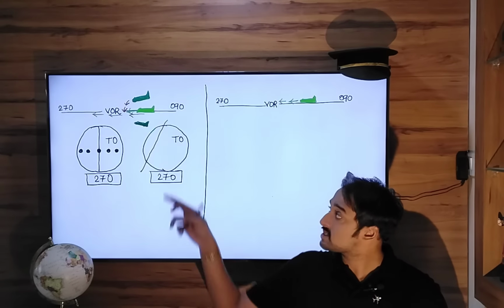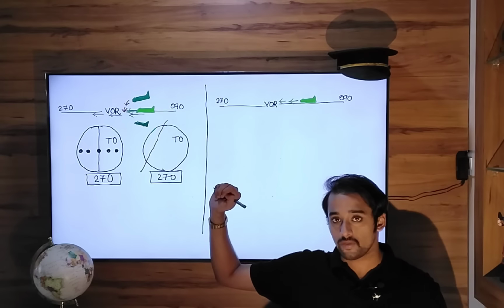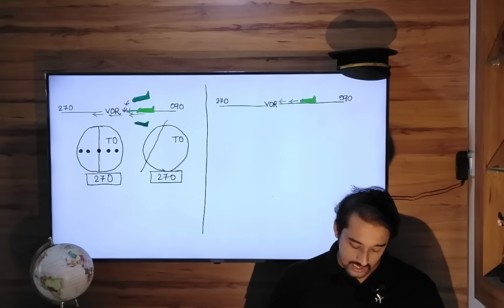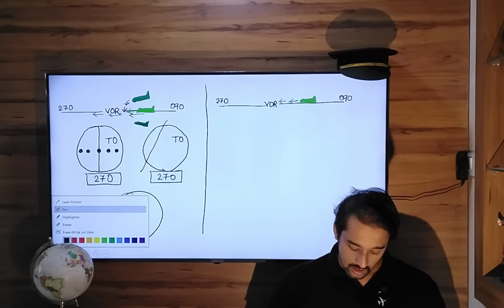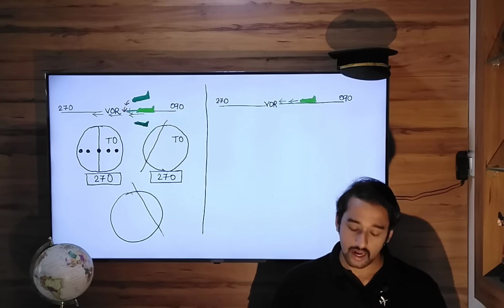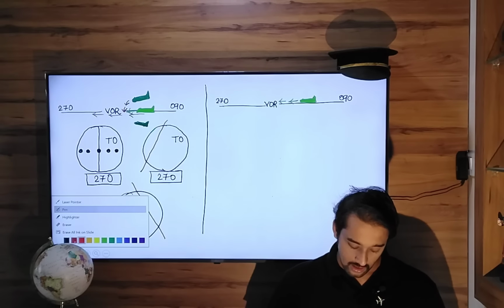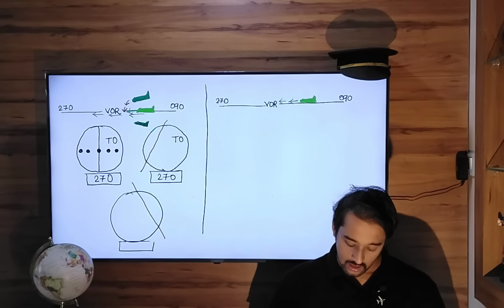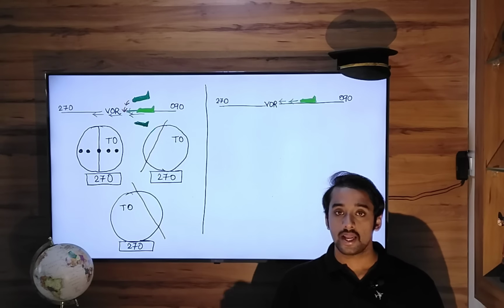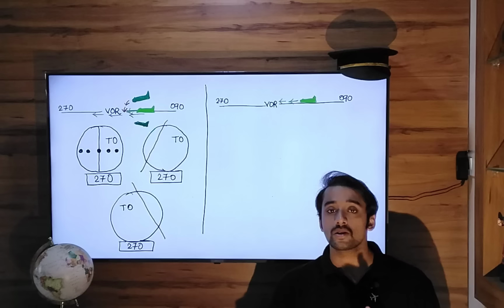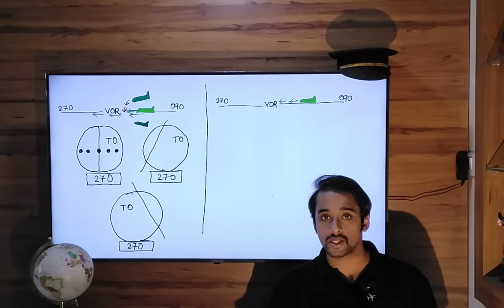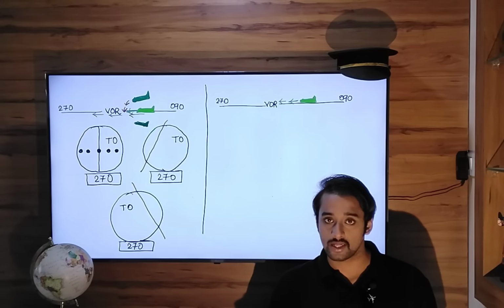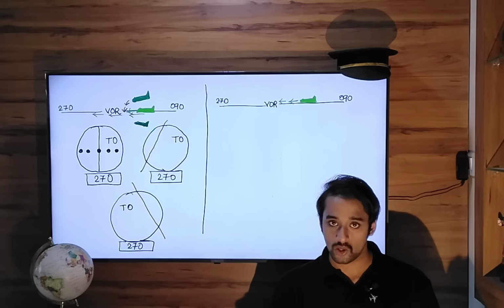It is to the left hand side of radial 090, right? So as a result, the CDI needle will move to the right hand side. As a pilot, you should now turn right so that you intercept radial 090 and then fly that radial 090.